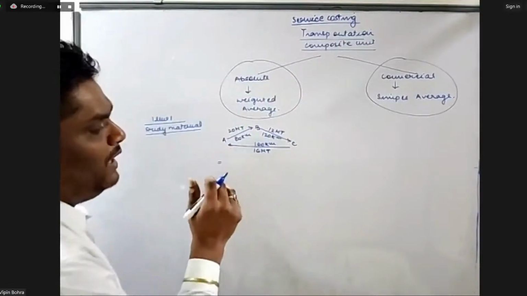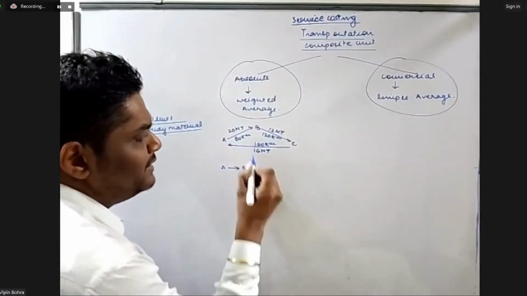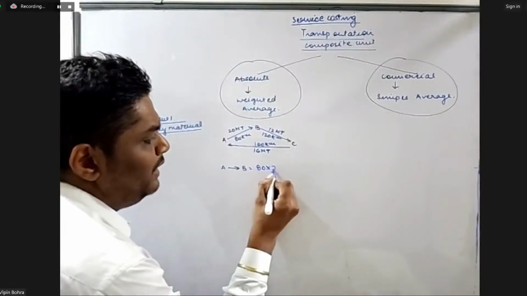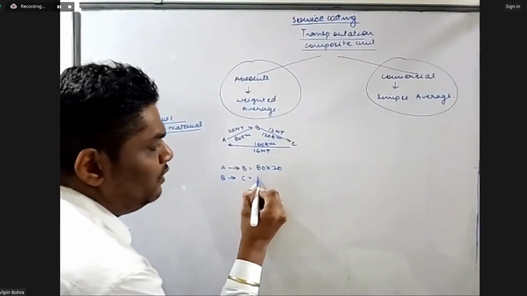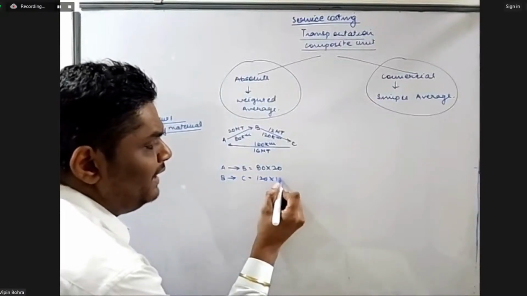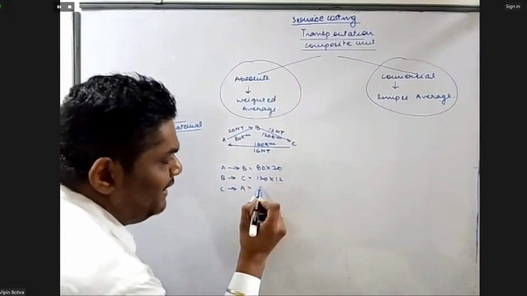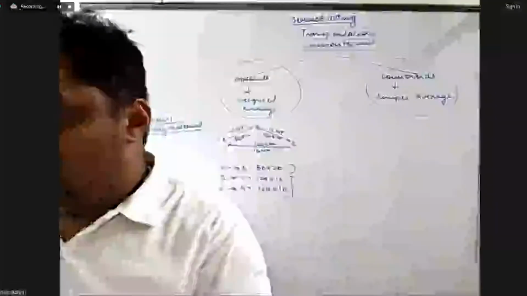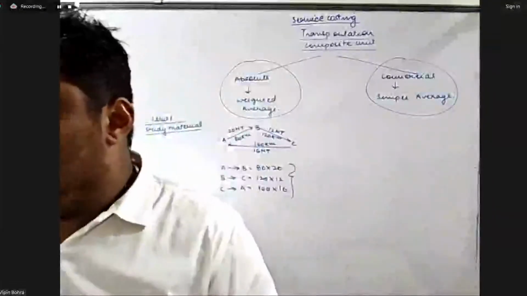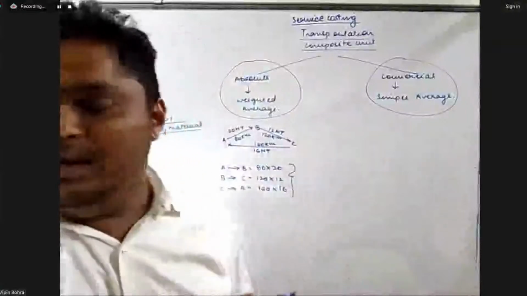When talking about the absolute ton kilometers, from A to B, it is 80 kilometers into 20. From B to C, how many kilometers? 120 kilometers. They are carrying 12 metric tons. And from C to A, they are traveling 160 kilometers. So in total, it will be 5,600 ton kilometers.